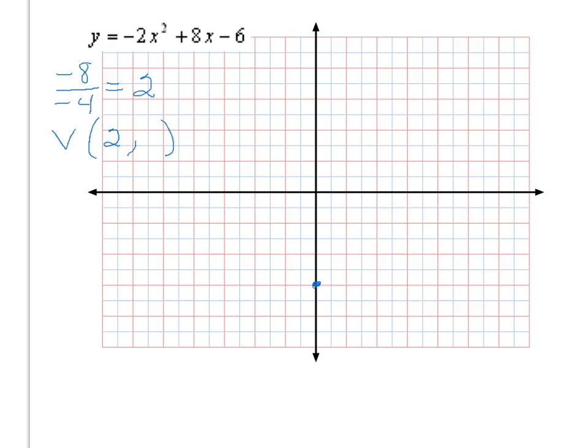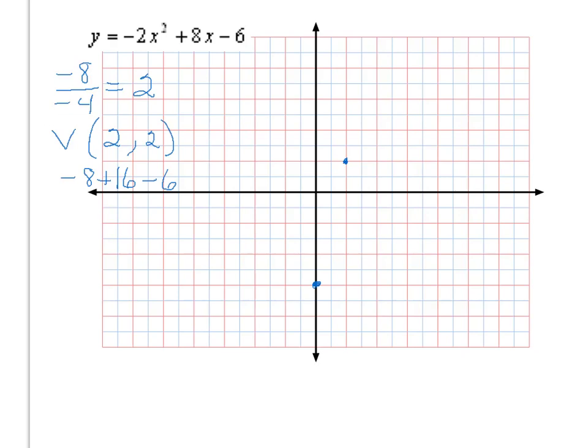So if we plug that in, we get -2 times 4, or -8, and then plus 8 times 2 is 16, so now we have +8, minus 6, so we get a +2. So we know our vertex is at 2, 2. Now, I already had that point 0, -6 down there. So let's just see if that seems to make sense. Because now I'm saying the vertex is up there at 2, 2.